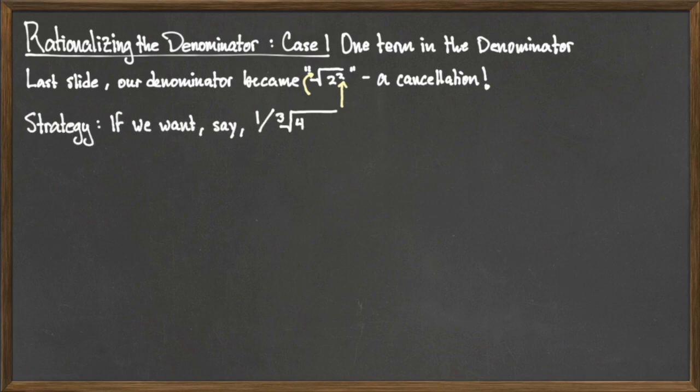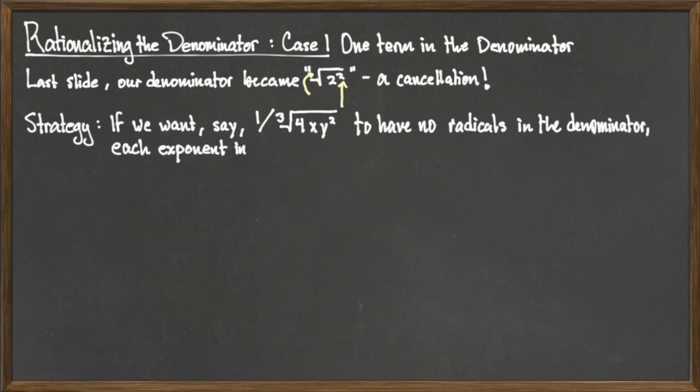So suppose I've got the term 1 divided by the cube root of 4xy squared. I have a radical in the denominator, but now the situation is a little bit more complicated. But I do know that if every single term inside the radicand had a power of 3, those powers of 3 and the index of 3 would all cancel each other out. So that's the kind of thing we want to work on here.